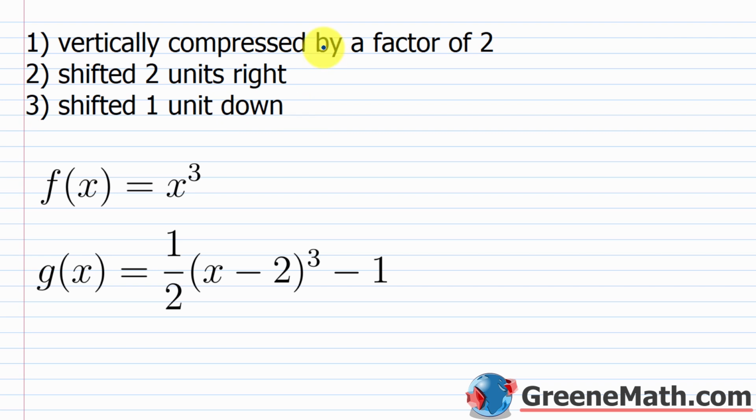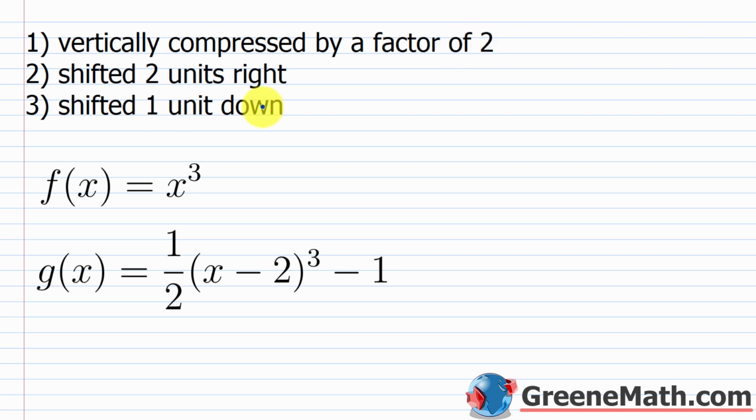Again, this order could be changed because the transformations that involve x and y do not impact each other. You could take shifted 2 units right and put it at the top or at the bottom. As long as you do the vertically compressed by a factor of 2 before the shifted 1 unit down, you'll be okay.